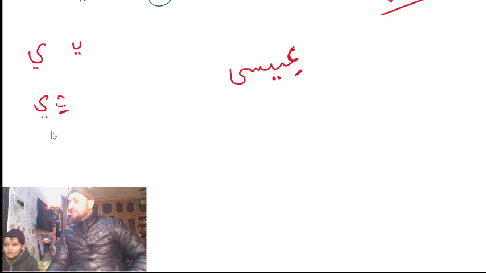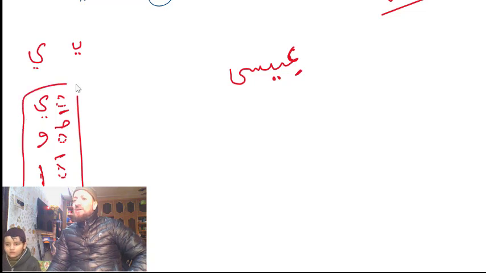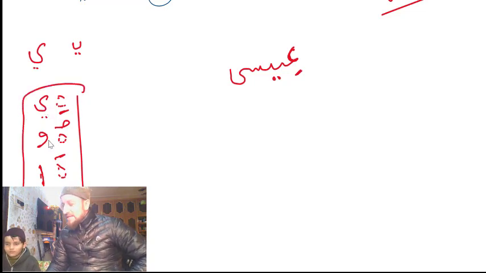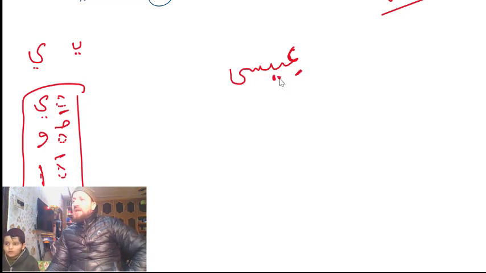I told you if it is a wow, the preceding letter should have dhamma on it. If it's an alif, the preceding letter should have fatha on it. Then and only then they are vowels. Then it will be read as ee. This one as oo. Now is this a ya? Is this a ya? So what should the preceding letter to the ya have?